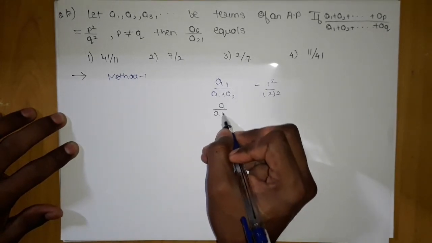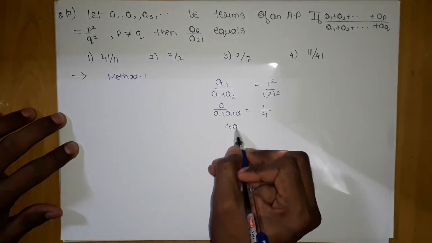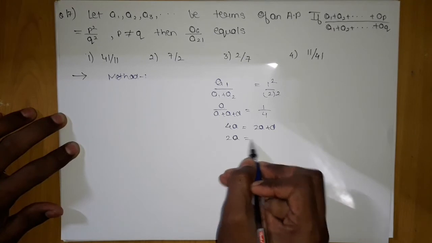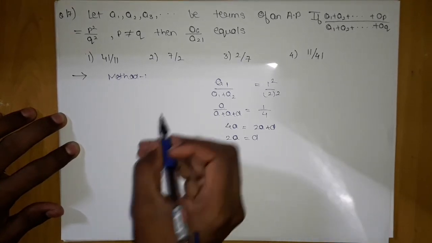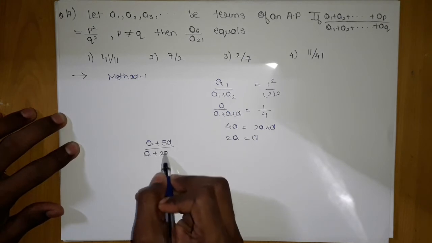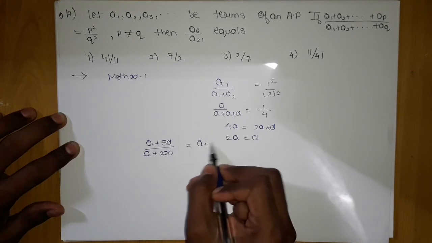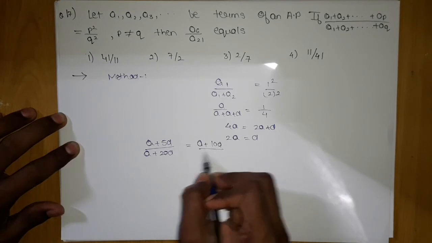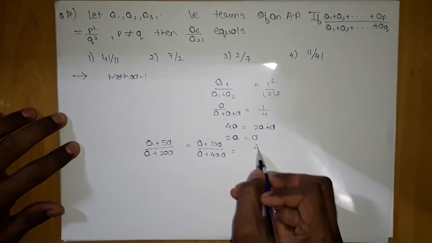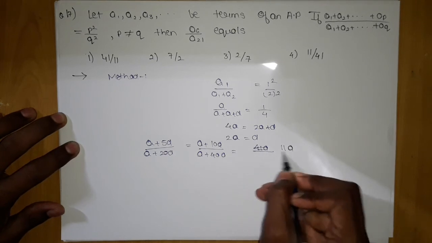Which gives me a upon a plus d, upon 1 upon 4, which gives me 4a is equal to 2a plus d, which gives d is equal to 2a. When I got this, can I use it? a plus 5d, this will be a plus 5d, this will be a plus 20d. I know d is equal to 2a, so a plus 10a, and a plus 20d, 20d means 40a, which will give me 11a upon 41a.